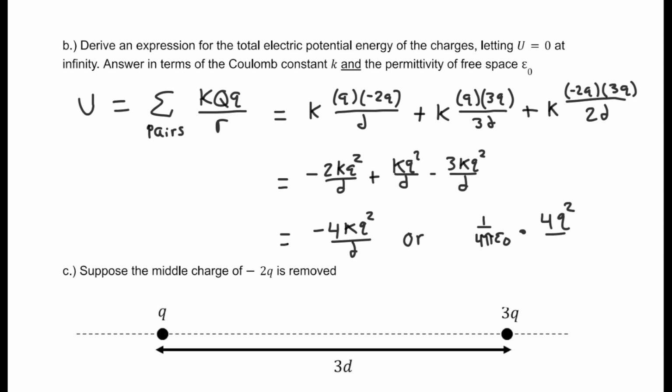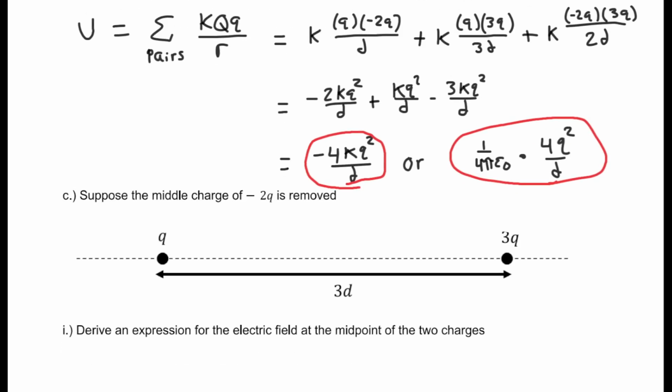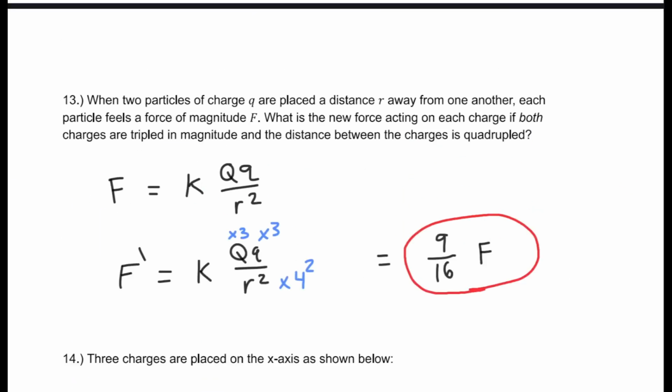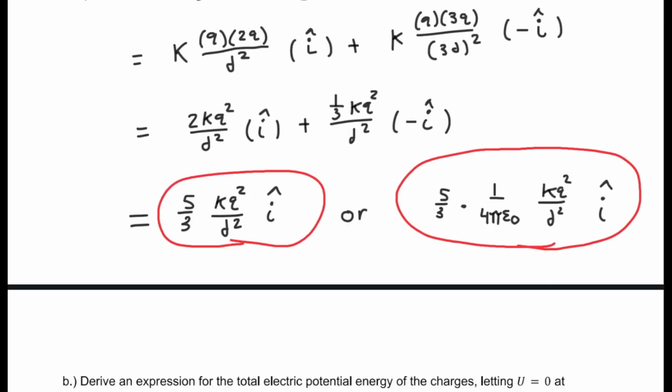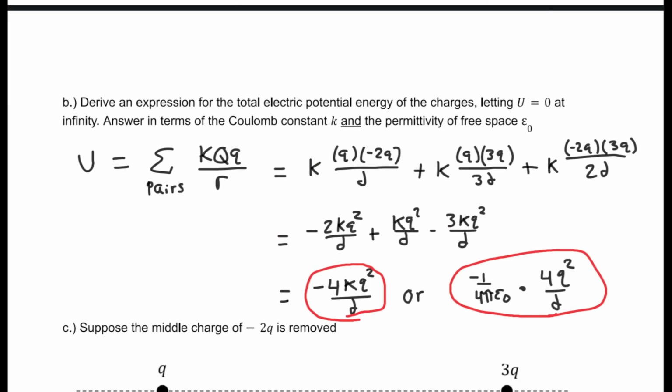Again, we could simplify, but I'm just showing the equivalency between k and 1 over 4 pi epsilon naught, because sometimes people forget that we can easily translate between k and epsilon naught just like that. Oh, and I missed my negative on the rewrite here. There we go. And it should make sense that it's negative because we have this sort of central minus 2q charge, which is closer to the two positives than either the positives are to each other. So we should have a net attractive system, or it should be an energy debt.